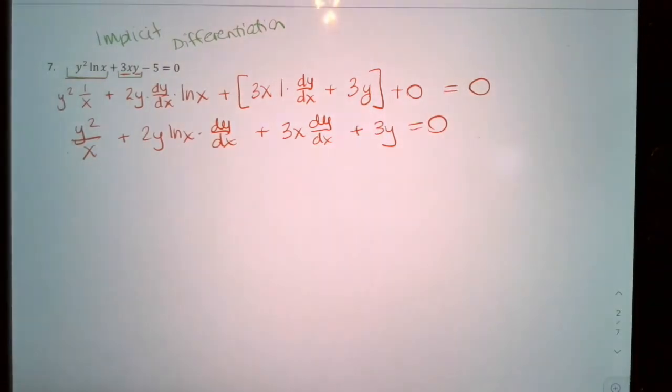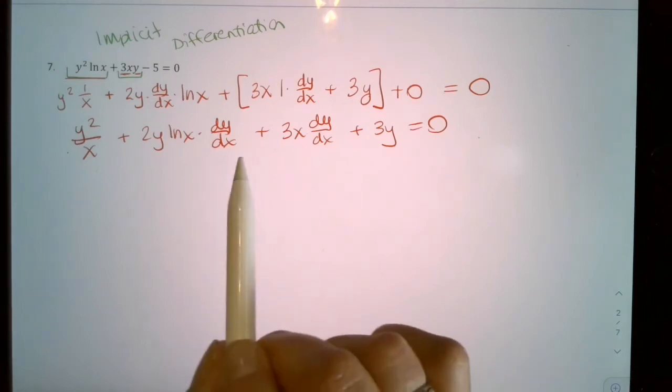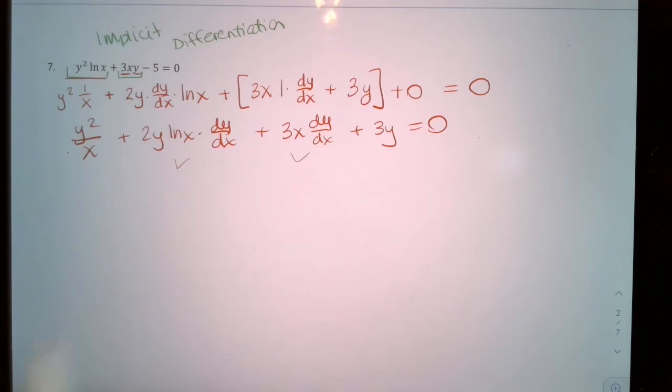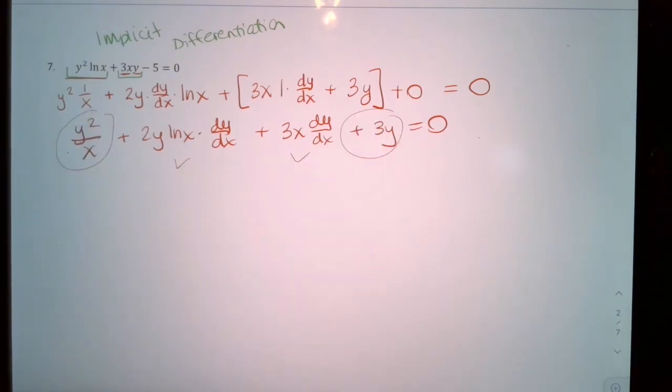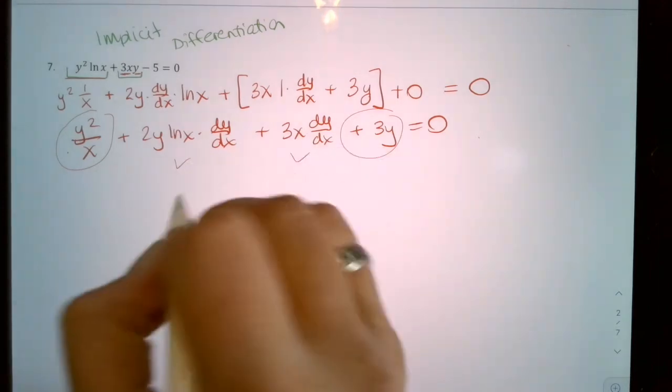And how we handle the implicit differentiation is anything with a dy dx, group those together, and anything without the dy dx, throw it on the other side of the equation. I don't care which side any of this stuff goes on, it doesn't matter. But because I already have these dy dx's here, let me leave these guys here, these will stay, and that means I'm going to throw the other terms over to the other side of the equation. So let's regroup.